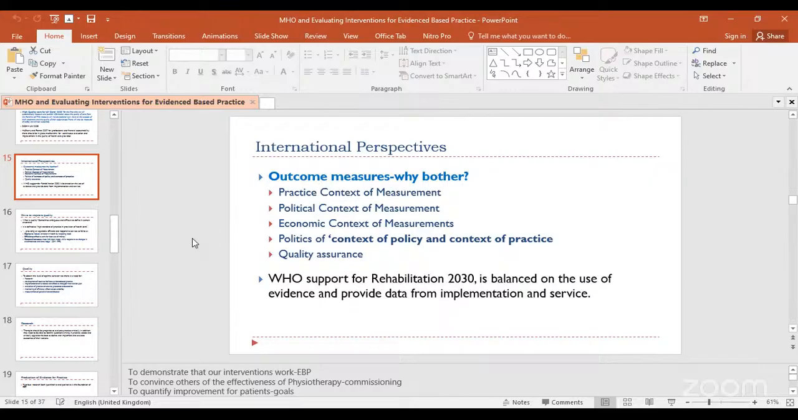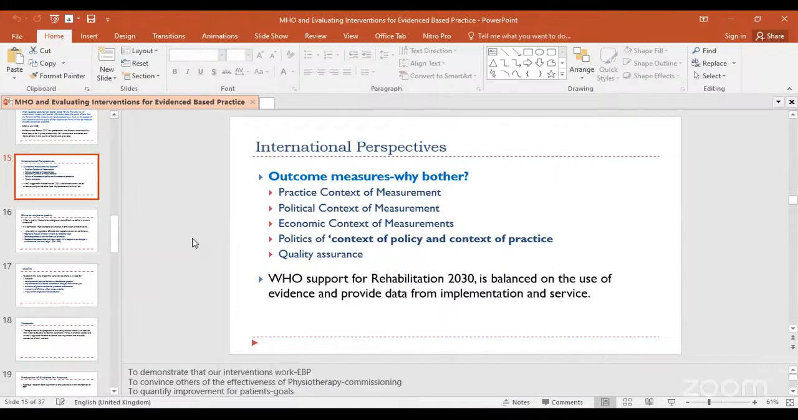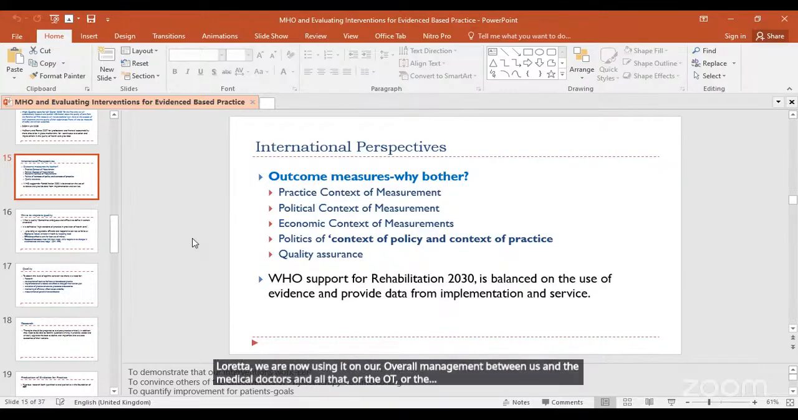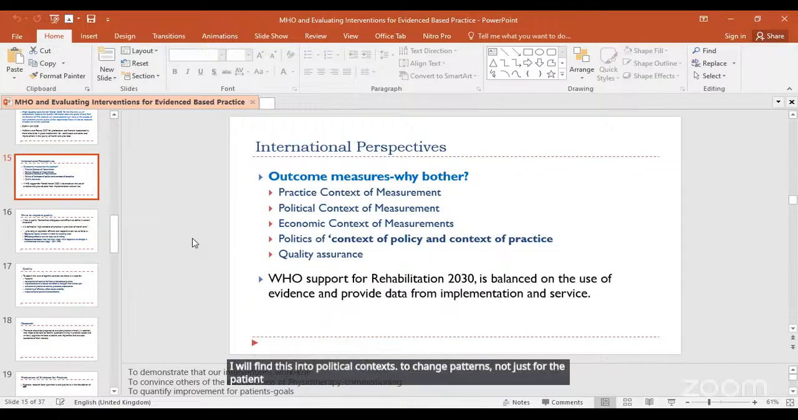At that point, we have turned it into a political context of the measurement. Not just the range of motion, not just the gait pattern, not just the spasticity, but rather we are now using it on how overall management between us and the medical doctors and all that, or the OT or the P&O, how we can improve better. Now we have pulled our findings into political context to change patterns, not just for the patient, but the overall system of how we work. So we can use this same outcome measure where we are looking beyond the patient, but we are looking at the system.